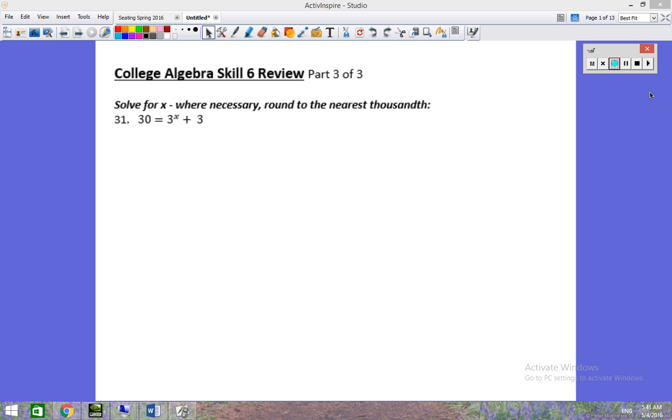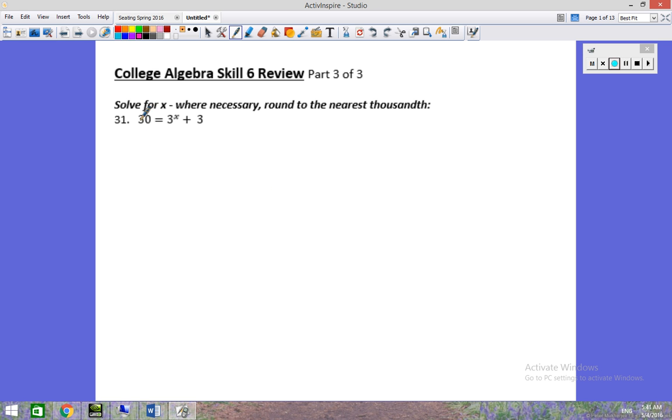All right, let's go through this final part 3 review. Here we're solving equations, whether they be exponential equations or logarithmic equations. If we look here, it also tells us to round where necessary. So when we have integer values, we won't have to round. Let's take a look at this equation.